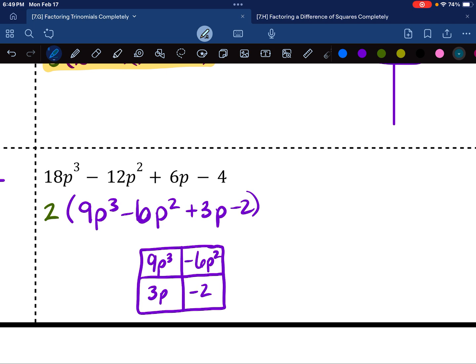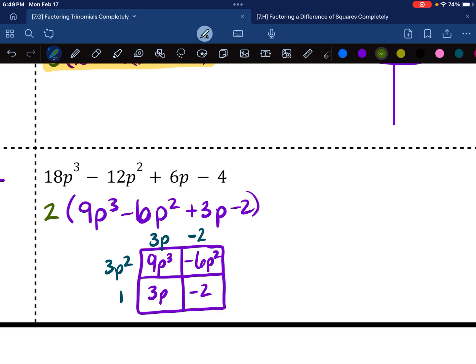All right, so going down my columns, I see a 3p. Again, that leading term's negative, so I have to take out a negative 2 here. This one's a 3p squared. And that's p squared, right, because the lowest power here is squared. And 3p minus 2, the only thing you could take out of that is a 1.